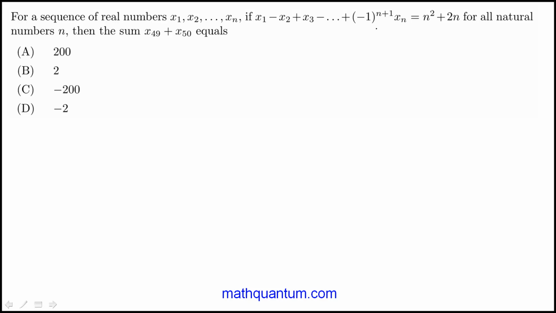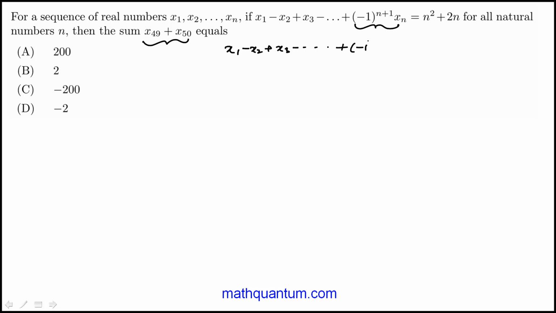There are two ways to do this question. The first one is to figure out the general expression for the nth term and then compute this out. And the method I'll use can be used for other questions as well. If you replace n with n minus 1, then the first piece remains the same.